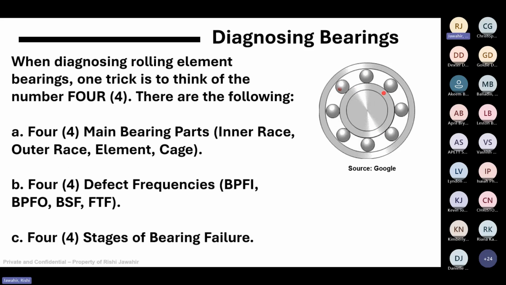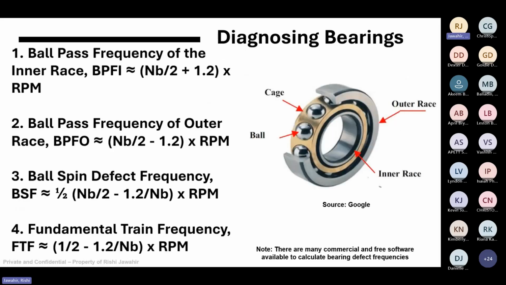Right. So I mentioned before to you, in diagnosing bearings, always remember the number 4, right? We talk about the 4 main parts of the bearings, which are the inner race, outer race, and also the balls and the cage, right? And then there are 4 stages of bearing failure. Right, so the 4 main frequencies being developed by the bearings. The first one is what is known as the ball pass frequency of the inner race. Right, this is just a generalized equation for calculating it.